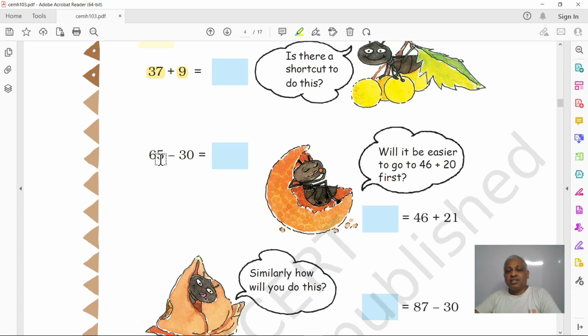Next is 65 minus 30. It's very simple, straightforward. It will be 35, right? You can keep this 5 somewhere, and 60. Make it 60. 60 minus 30 is 30 plus 5, 35.